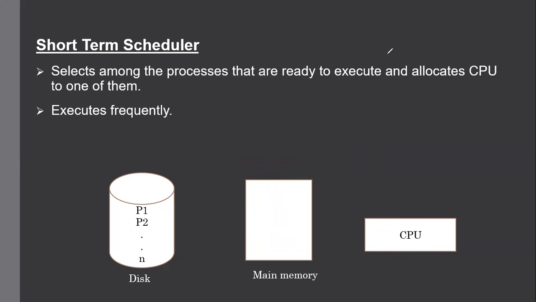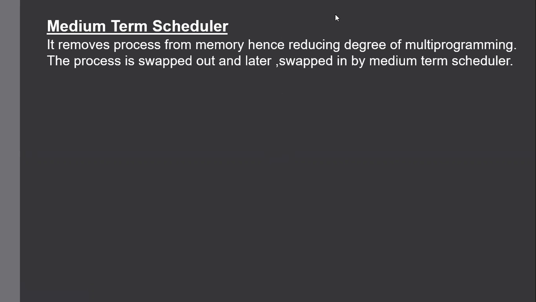Okay, then the next type of scheduler is the medium term scheduler. In some operating systems, such as time sharing systems, they may have an intermediate level of scheduling, which is the middle term. The medium term scheduler removes a process from memory, so it is decreasing the degree of multiprogramming, and the process is swapped out. Swapping means you are removing the process from memory and storing it on the disk. The process is swapped out, and later it can be swapped in by the medium term scheduler itself.